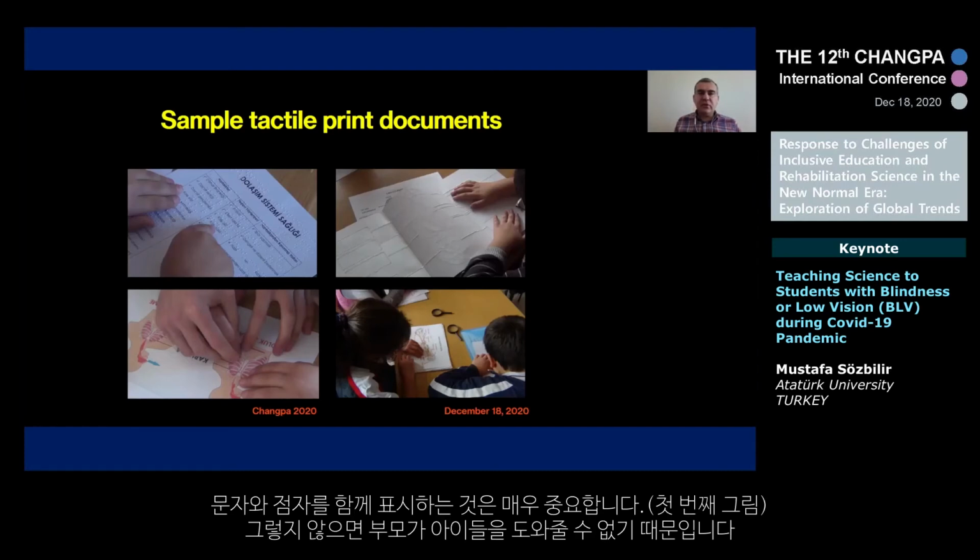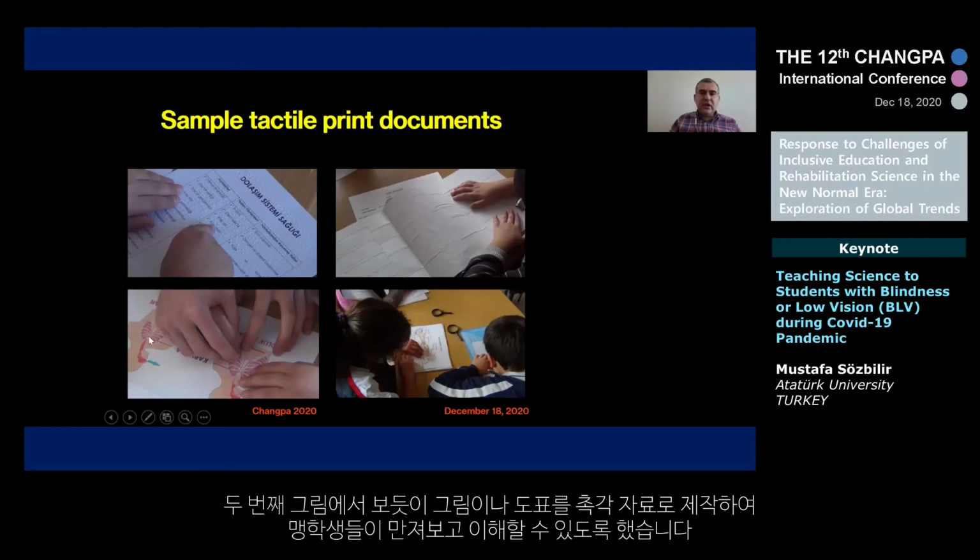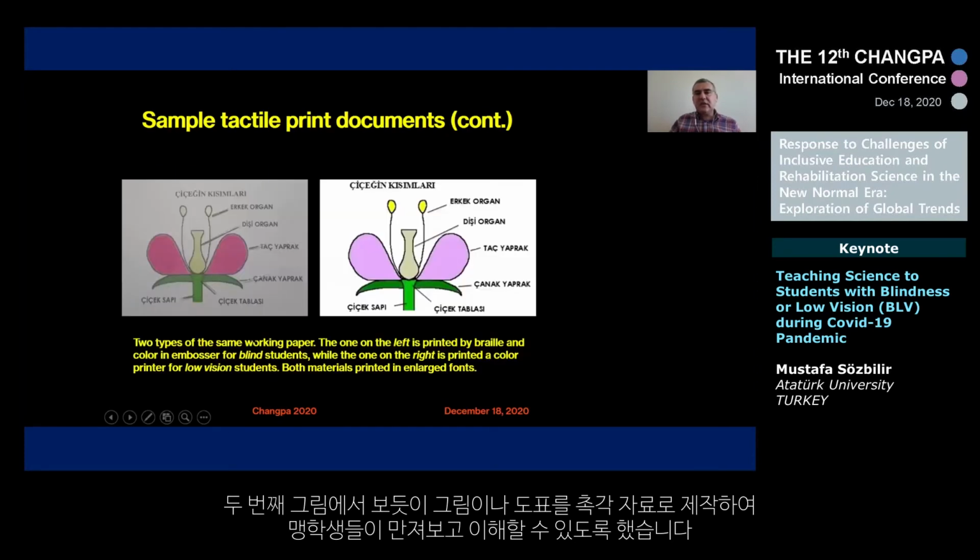And it was important that it has to be printed in normal text as well, otherwise their parents cannot help students with what is written in these kinds of materials. As you see here, we also printed some of the pictures or diagrams with colorful pictures as well as the tactile structure, so students can see and work on them.